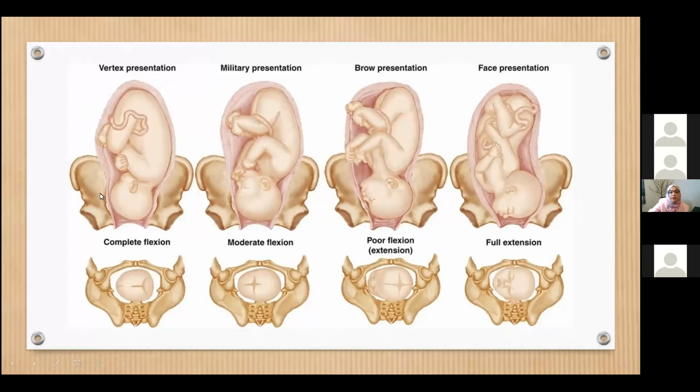So you can have a cephalic presentation, which is the perfect complete flexion presentation. You can have the moderate flexion or the military presentation, or you can have the half extended head where the brow comes. And this increases the diameter of the baby in such a way that this baby cannot be delivered vaginally. And then if the baby fully extends its head, that would be called a face presentation.